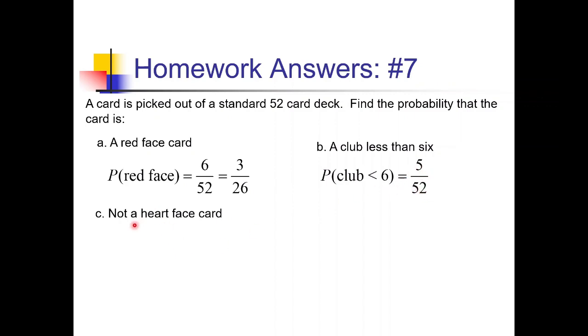And then finally, not a heart face card. This one, it might be easier to figure out how many heart face cards we actually have, and then subtract that from 1, or 52 over 52. So there are 13 hearts. 3 of them are face cards. Again, the Jack, the Queen, and the King. So we have heart face card would be 3 out of 52. So 1 minus 3 out of 52. There we go. 1 minus 3 out of 52 is going to give us 49 out of 52, which can't be reduced at all. So that's just going to be done.